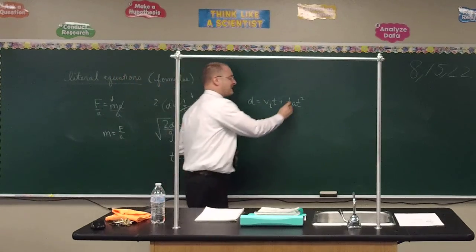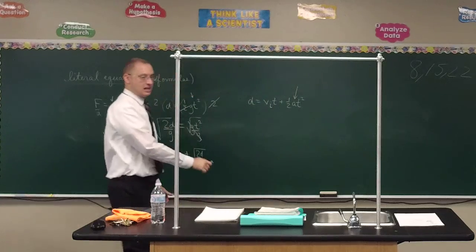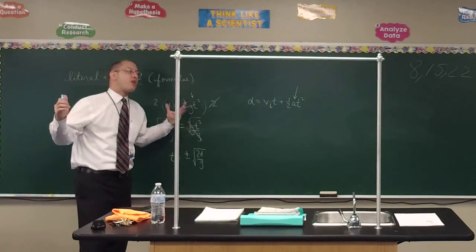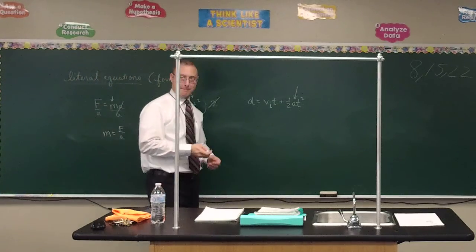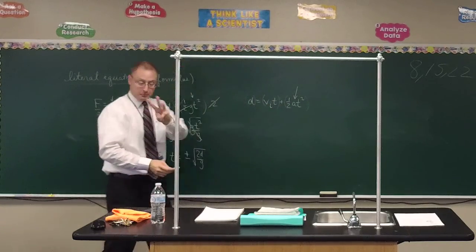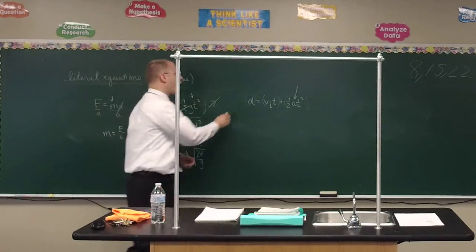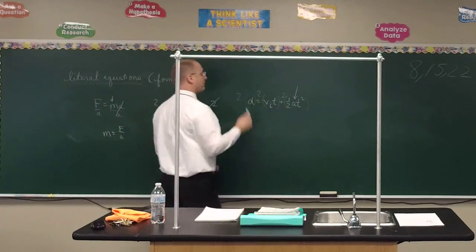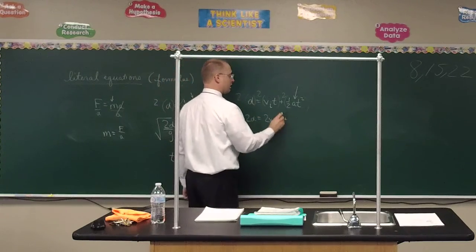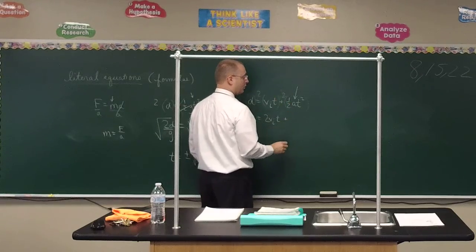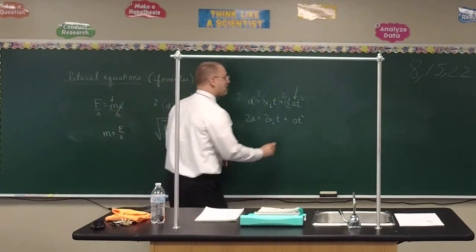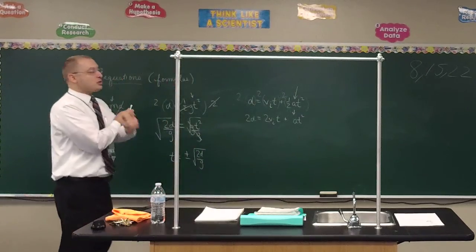But let's suppose I wanted to get this a right here by itself. Well, first things first, I see a fraction. And I hate fractions. So Kendall, what should I do? You multiply everything by the LCD. Everything. All three things, all three terms by the LCD, which is just 2. When I multiply everything by 2, what do I get, Michael? 2d equals 2 v sub i t plus a t squared. Good. And now the fraction's gone. Now, to get the a by itself, what do I need to get rid of next, Kendall?